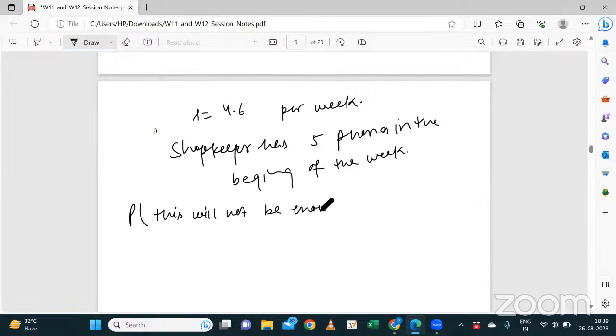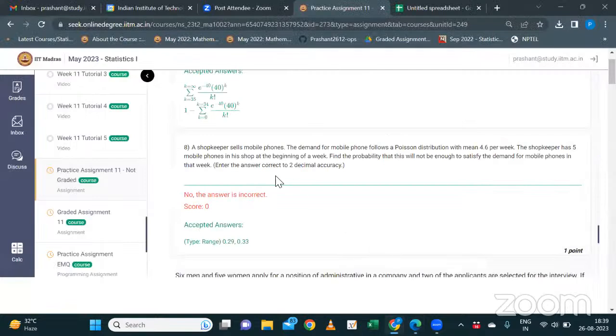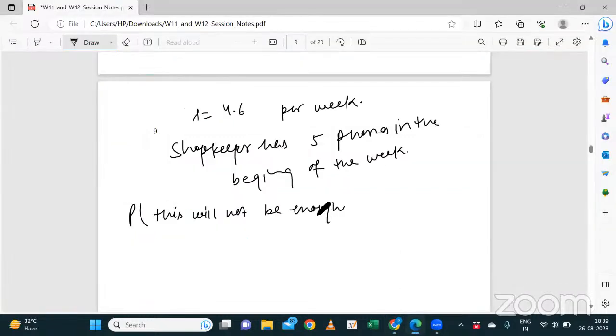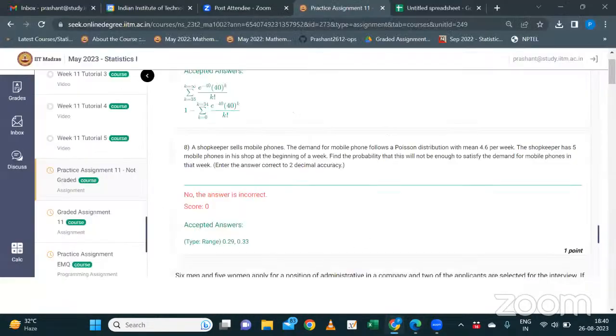Not satisfy the demand of the customer, right? Yes, the customer or the shopkeeper. I think there is some missing statement, but this will not be enough to satisfy. So here we have to think, or you people will tell me. The shopkeeper has the 5 phones in the beginning of a week, and these 5 phones are not enough to satisfy the demand. That means what? Just think, calculate, and tell me whether you are getting the answer or not, or else I will tell you at the end.